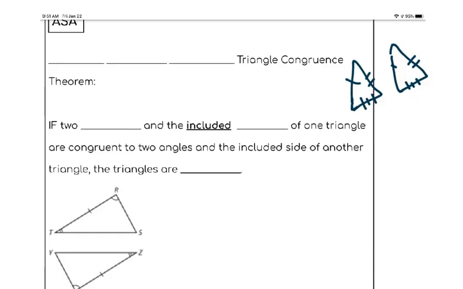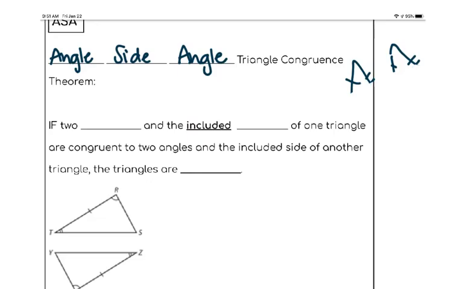The first one we're going to talk about, and you'll always know based upon its lettering, is ASA. ASA is an acronym for angle, side, angle. The angle, side, angle triangle congruence theorem, which basically just says, and I'm going to draw some new triangles.